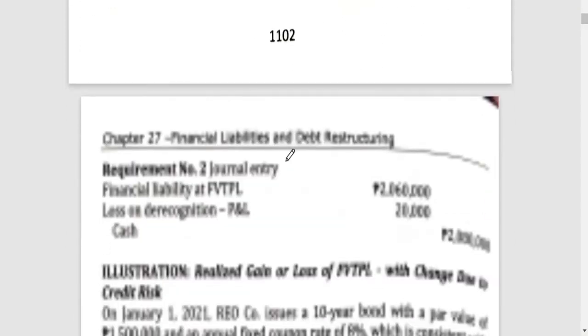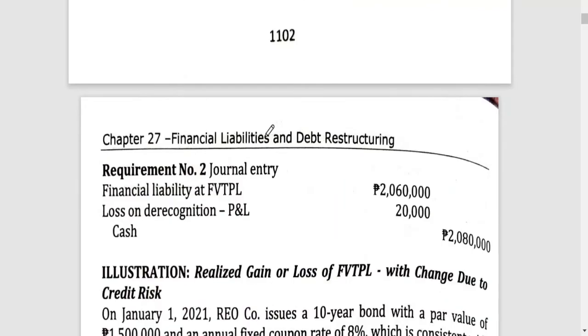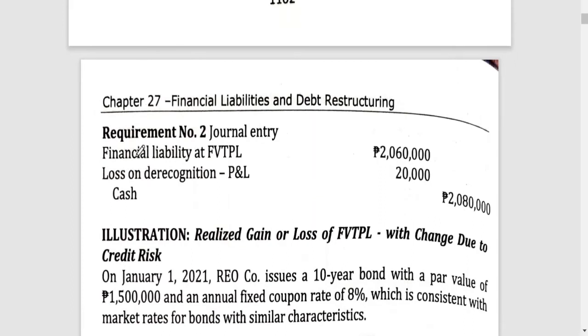Journal entry, okay, since we are the ones reacquiring, we close the liability. So financial liability at FVTPL, that's 2,060,000. Then loss on derecognition, 20,000, and credit cash, 2,080,000.